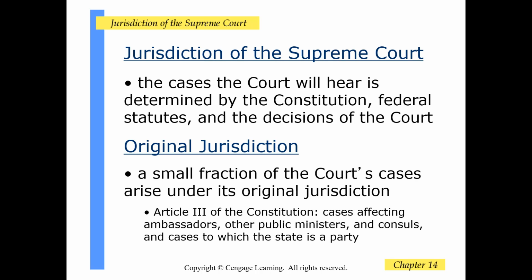The cases that the Supreme Court will hear are determined by the Constitution, federal statutes, and the decisions of the court. A small fraction of the court's cases arise under its original jurisdiction. That is, a small number of cases can appeal directly to the Supreme Court without having to go through the trial and appellate court levels. Article 3 of the Constitution addresses cases that affect ambassadors, other public ministers, and consuls, and cases to which the state is a party.